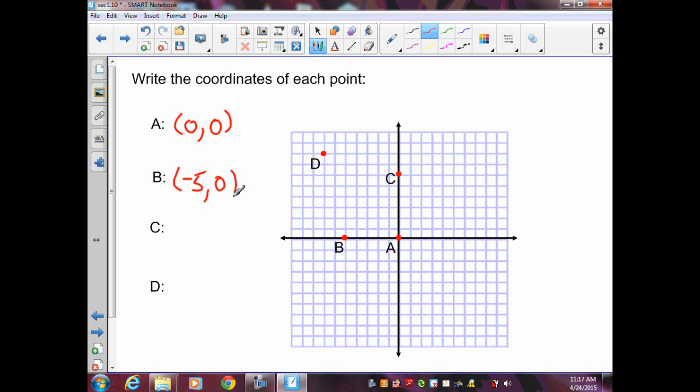Point C is on the y-axis. It doesn't move left or right, so my x-coordinate is 0, but it moves up 1, 2, 3, 4, 5, 6. My y-coordinate is 6. And finally, point D. It is to the left of my origin, 1, 2, 3, 4, 5, 6, 7. It is negative 7 units, is my x-coordinate, and it is up 1, 2, 3, 4, 5, 6, 7, 8. My y-coordinate is a positive 8.